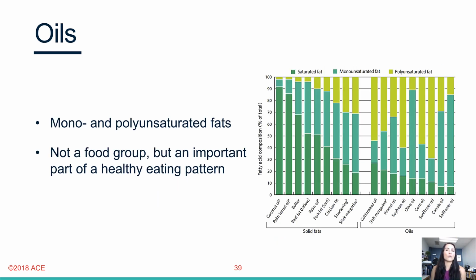Now let's switch into oils. It's advised that we consume about 5 teaspoons of oil per day because some oils can be really, really healthy for us, especially those that are high in omega-3s. It's not a primary food group, but again, it can be very helpful, particularly from a cardiovascular standpoint if we're consuming higher amounts of omega-3s.